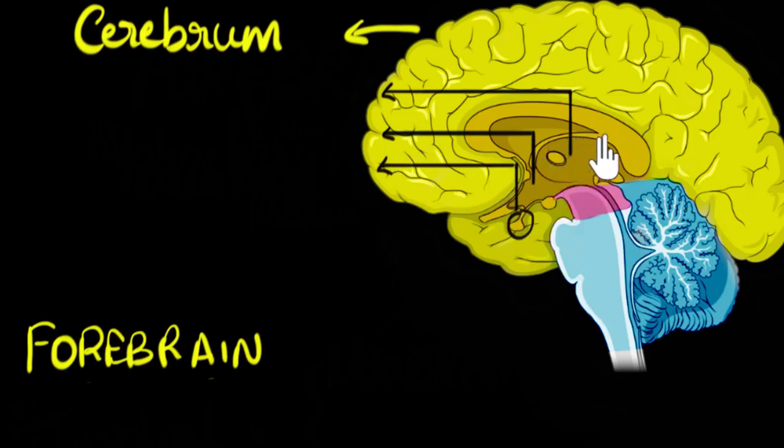So this one, you know what we call that? That is called the thalamus. Let me use this color. It's called the thalamus.